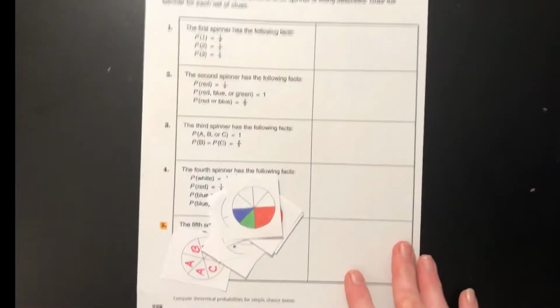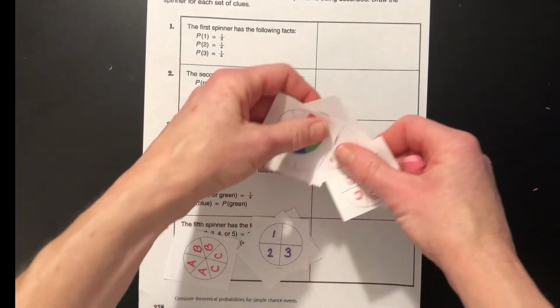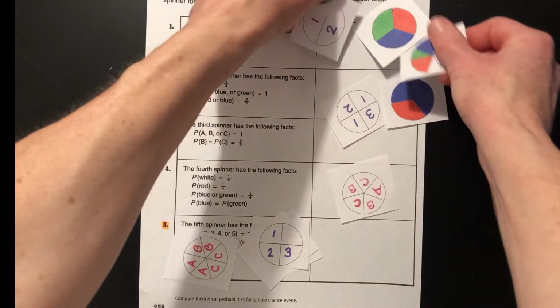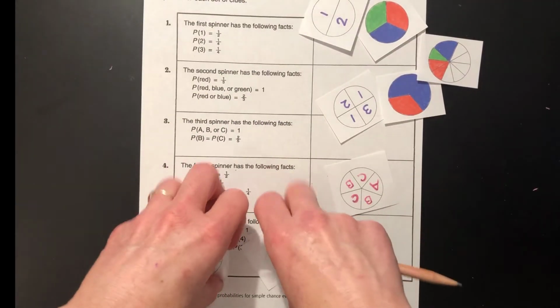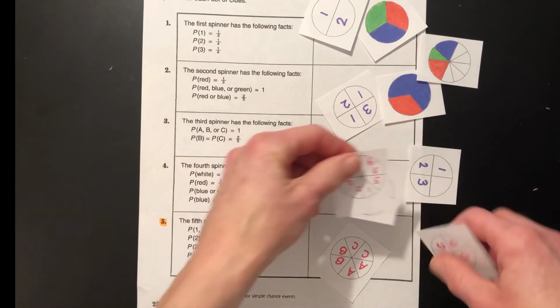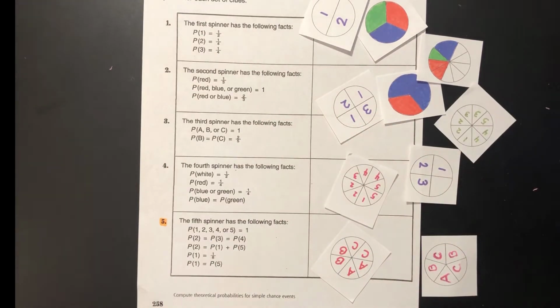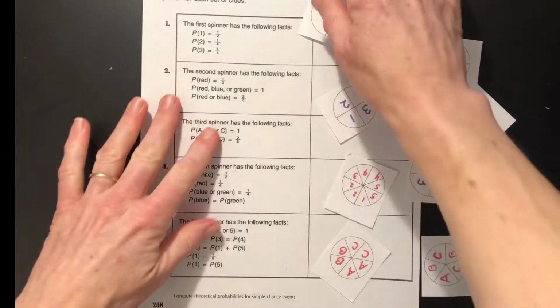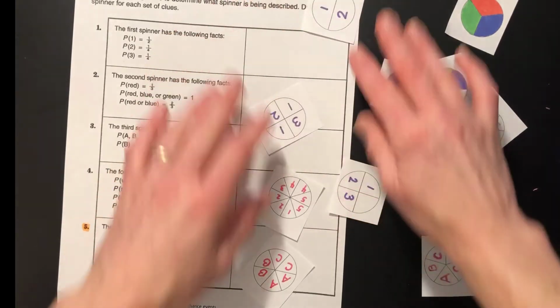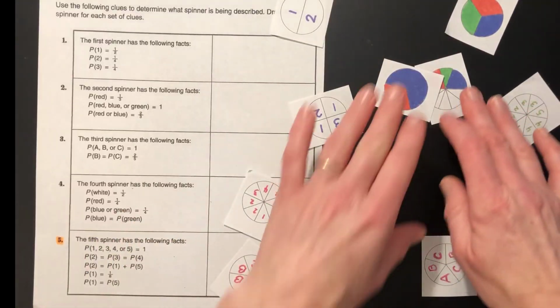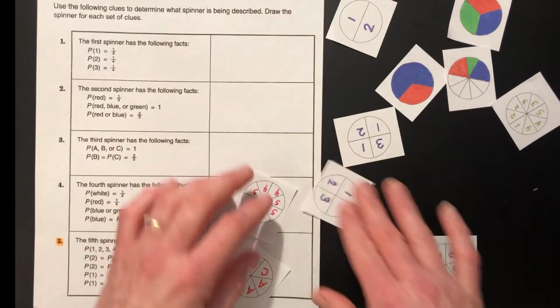On this page, you need to have these cut out. So if you haven't cut them out, why don't you pause the video and go ahead and cut them out. I trust that you had time to cut them out. I'm going to set these all over here. We will do number 5 together. You do the others, but we'll do 5.